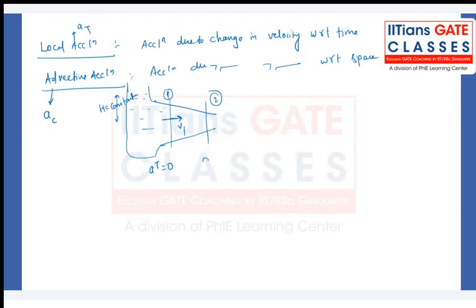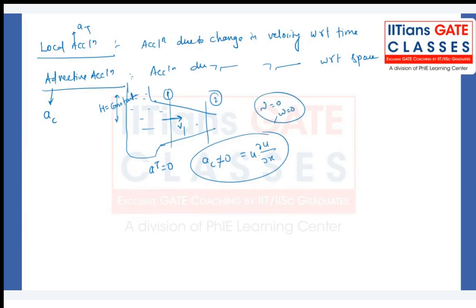What about AC? That is not equal to zero, because we can write u into dou u by dou x, and dou u by dou x is not equal to zero. The other component is zero. When you write the complete description, u into dou u by dou x, and dou u by dou x is varying, right? When you change the position, you have (u2 minus u1) divided by (x2 minus x1). That is not equal to zero. So your convective acceleration will not be zero.